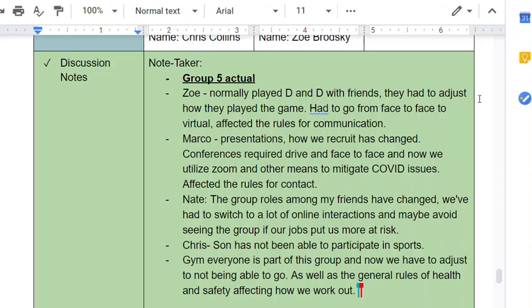Chris has a son, and he described how his son's role has changed in regards to sports, when it comes to hockey, basketball, any contact sport, which obviously is not allowed right now, and how his relationship and role as a father has changed drastically.